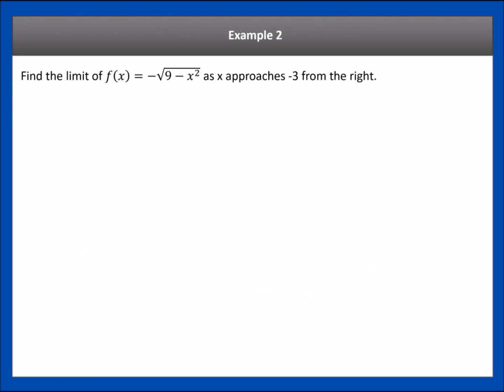All right, so let's look at an example. Find the limit of f of x equals negative square root of 9 minus x squared as x approaches negative 3 from the right. So basically we're doing this limit right here. This plus indicates that we're doing the limit from the right side. Okay, so we're doing that limit.